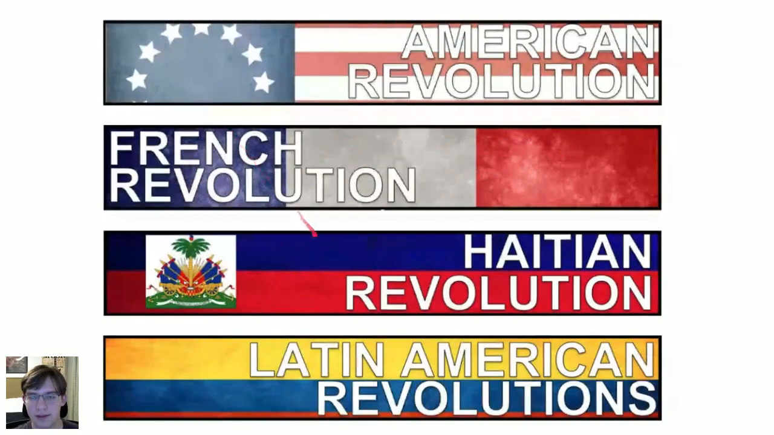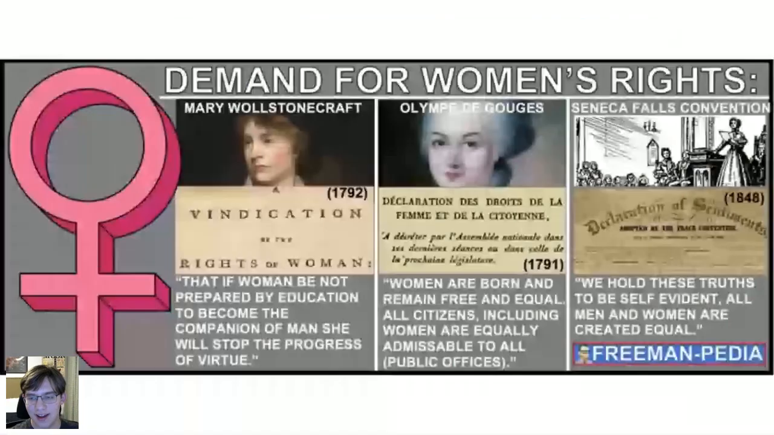We also see feminism rise during this time period. And there are 2 main figures that you really want to know: Mary Wollstonecraft and Olympe de Gouges. Mary Wollstonecraft writes that if women be not prepared by education to become the companion of man, she will stop the progress of virtue. So she's really calling for women's education, and she writes A Vindication of the Rights of Woman. That's really important to know, that feminism starts rising.